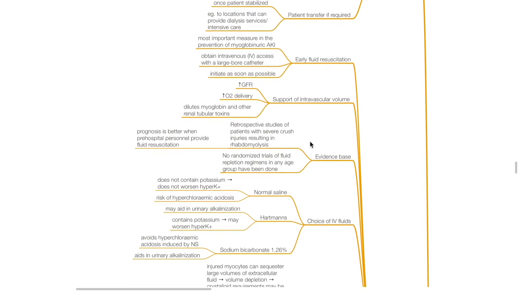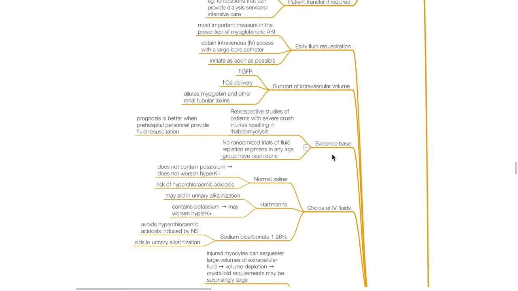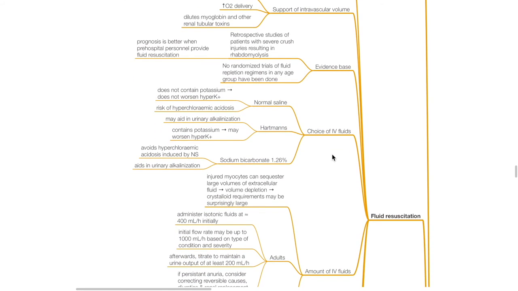Evidence-based: retrospective studies of patients with severe crush injuries resulting in rhabdomyolysis discovered that prognosis is better when pre-hospital personnel provide fluid resuscitation. No randomized trials of fluid repletion regimens in any age group have been done. Choice of IV fluids depends on their pros and cons.